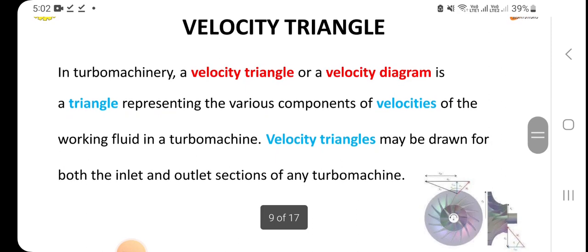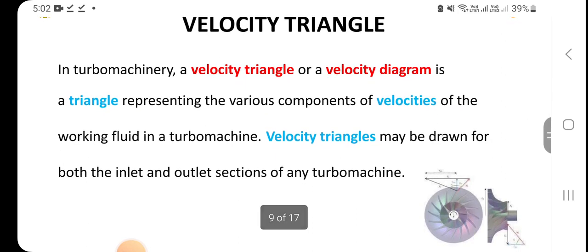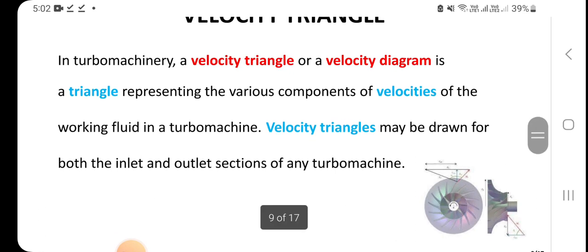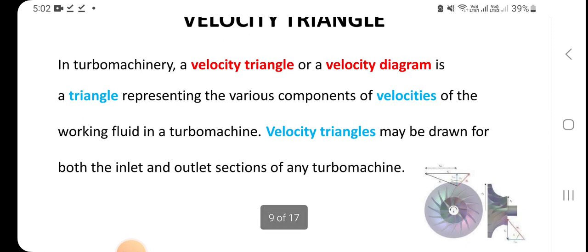Next we come to velocity triangle. We have seen the velocity triangle diagram for a pump. Similarly, we have the velocity triangle for a turbine. In turbo machinery, a velocity triangle or velocity diagram is a triangle representing the various components of velocities of the working fluid in a turbo machine. The inlet angle is opposite to that of pumps in turbines. Velocity triangles may be drawn for both inlet and outlet sections of the turbo machine.